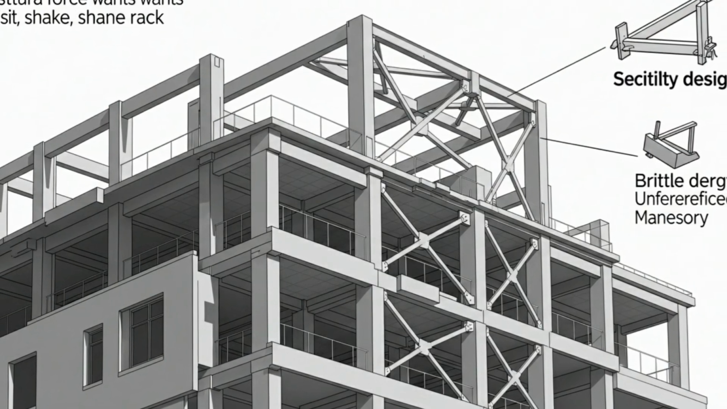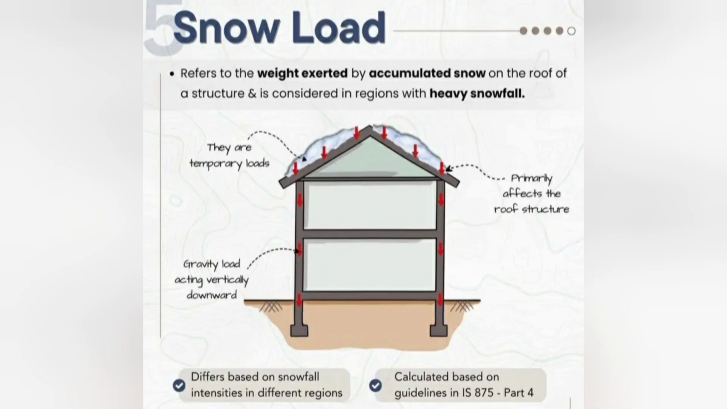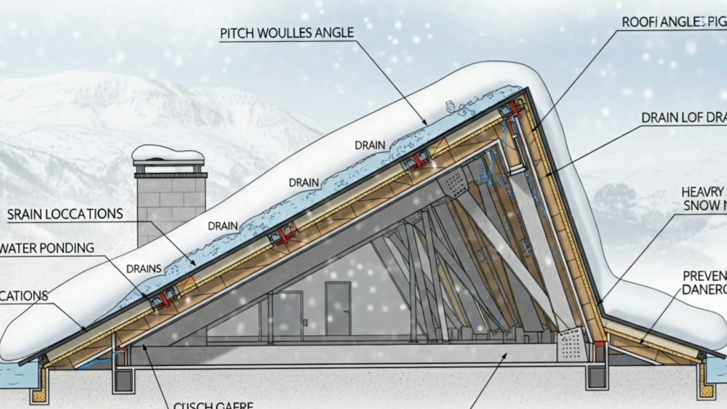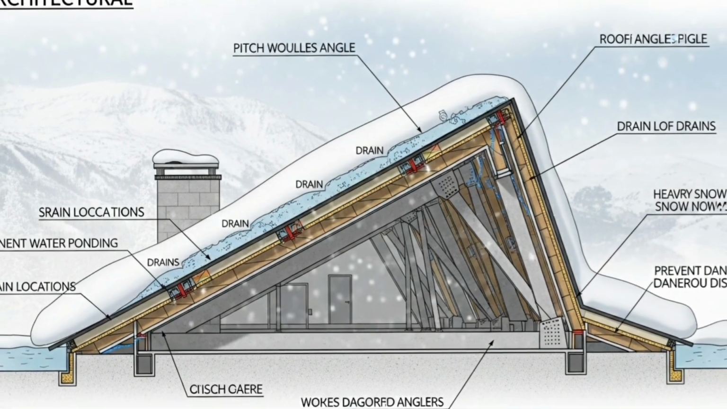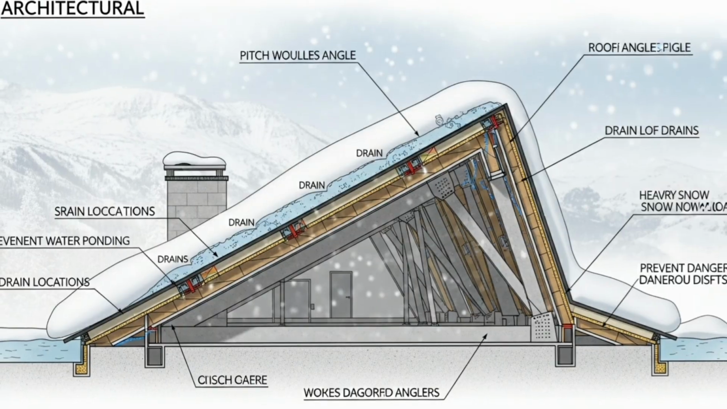Finally, for projects in colder climates, we have snow load. At first glance, snow load seems simple. It's the weight of accumulated snow on the roof. But it's more complex than that. Snow load is influenced by the ground snow load for the region, the roof's shape and slope, its thermal properties, is it a warm roof that melts snow? And its exposure to wind.